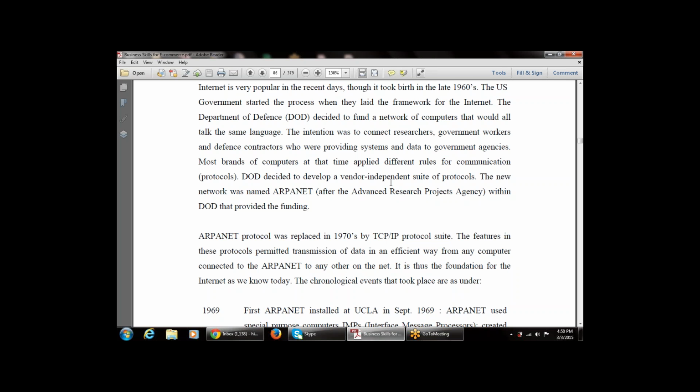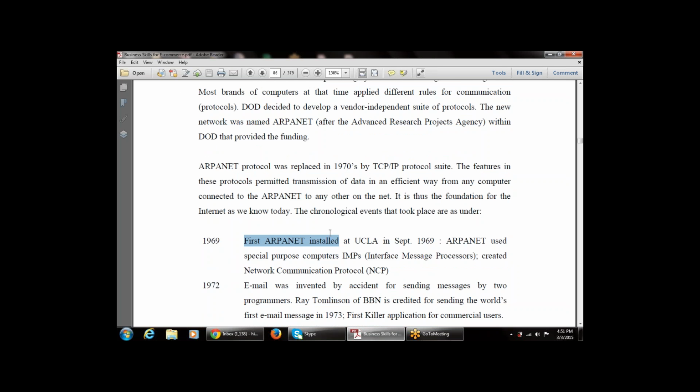The chronological events that took place are as under. That is, what is the sequence in which the TCP/IP protocol came into the picture? So what are the chronological events? First is 1969. The first ARPANET was installed at UCLA in September 1969.